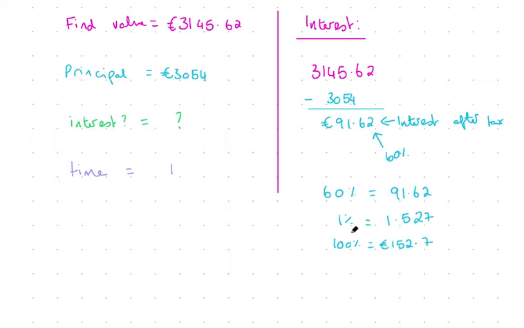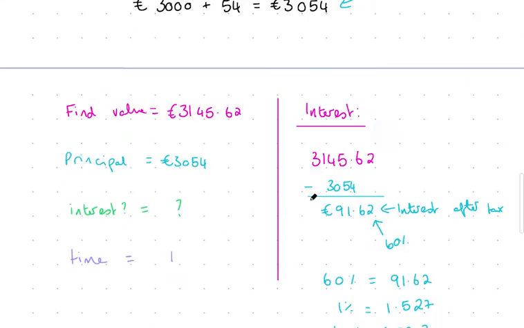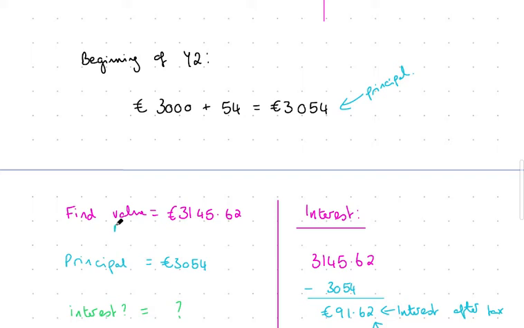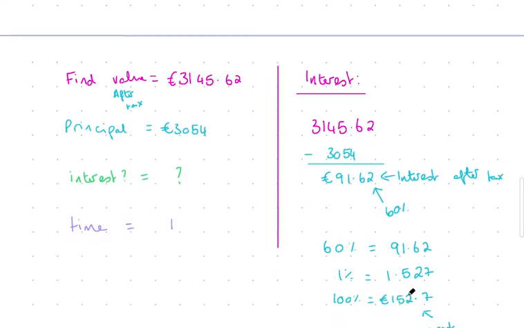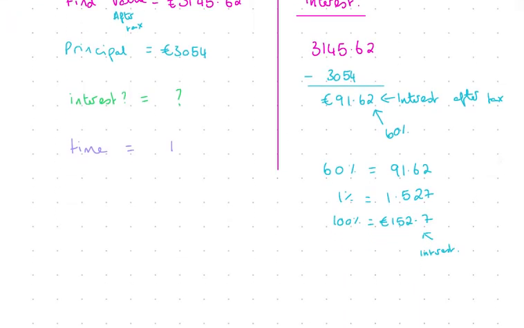Okay, so 152.7, that's what the interest was. So the interest at the end of year 2, that's how much he earned. Now, what was the real final value? Because that was actually the final value after tax. So the real final value must have been what we put in plus the interest.